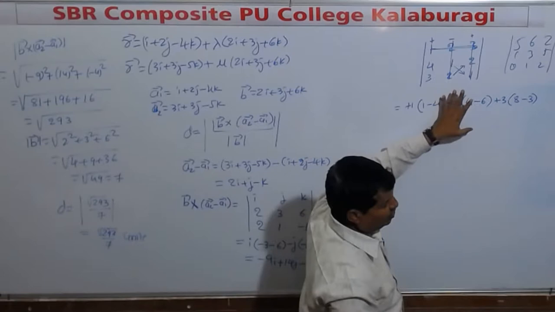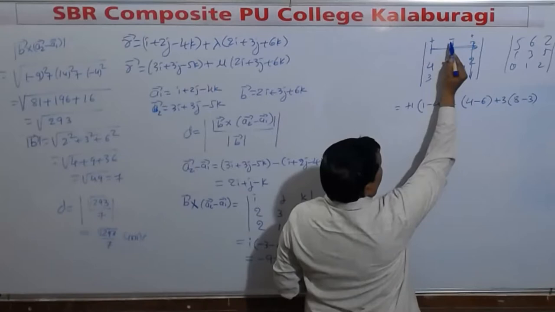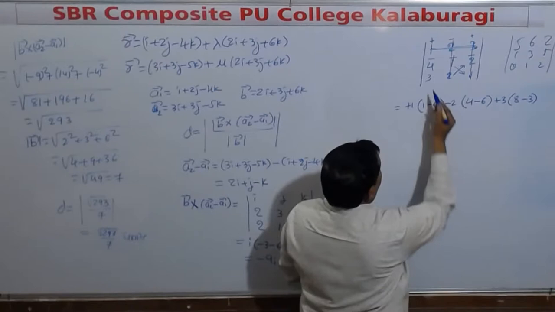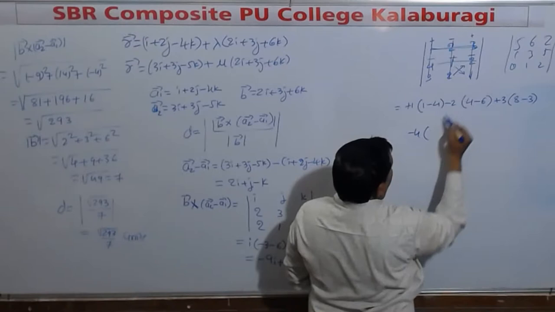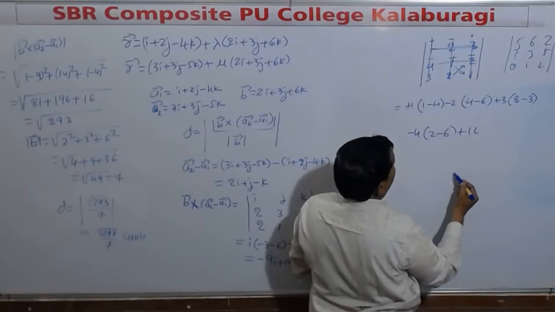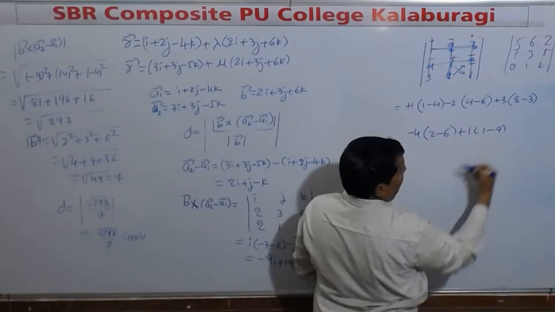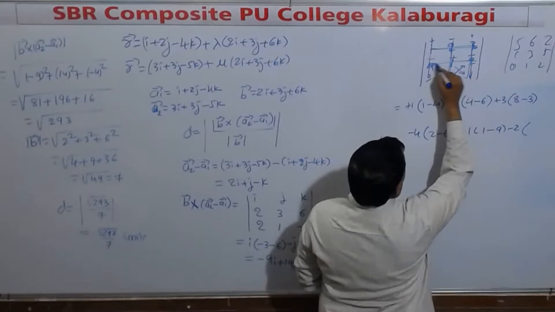You can expand along the second row also. To expand along the second row, you take plus, minus, plus, and here minus, plus, minus. In that case, you take minus 4, neglecting the corresponding row, and you have 2 into 2 minus 2, which is 6. Here plus 1, neglecting this and this, you have these 4 elements: 1 into 1, 1 minus 3, which is 9. Plus minus 2 again here. Then neglecting this and this, you have 1 into 2, 2 minus 3, plus 6.